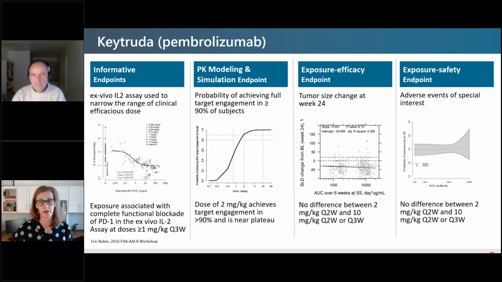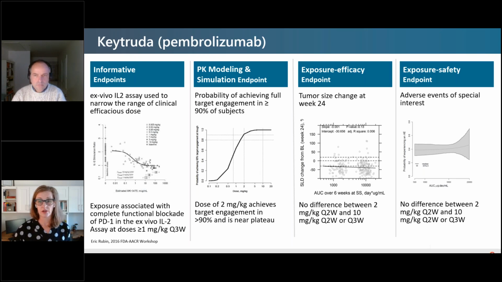Pembrolizumab is another case example that we will dive into a little bit deeper later in this webinar, but it's a great example of how informative endpoints were used early to narrow the range of clinically efficacious doses. In this example, the ex vivo IL-2 assay, along with modeling and simulation, showed that the lower threshold for efficacy for Pembro is likely achieved at a dose of 2 mg per kg Q2 weeks.